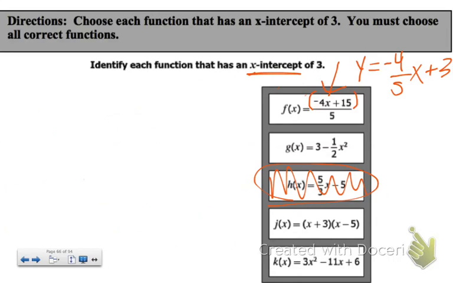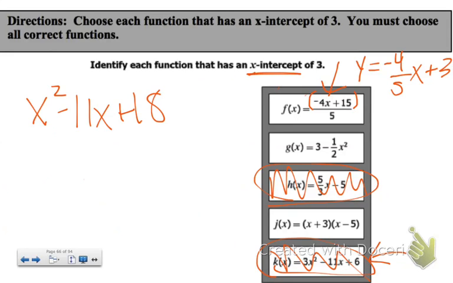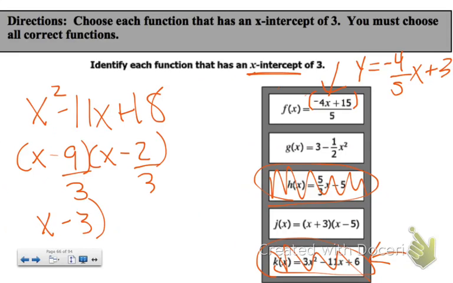Okay, and for that last one, if you graph that in your calculator, you will see that it does have an x-intercept of 3. Algebraically, we could do slide and divide to make sure. So x squared minus 11x plus 18, and then you end up with minus 9, minus 2. Divide by 3, and you get x minus 3 and 3x minus 2. And so when you set x minus 3 equal to 0, you do get a positive x-intercept of 3.